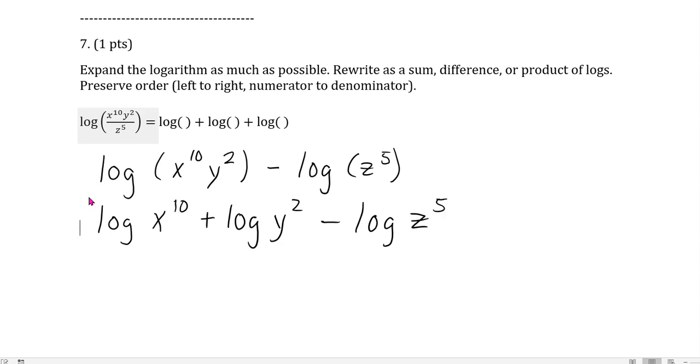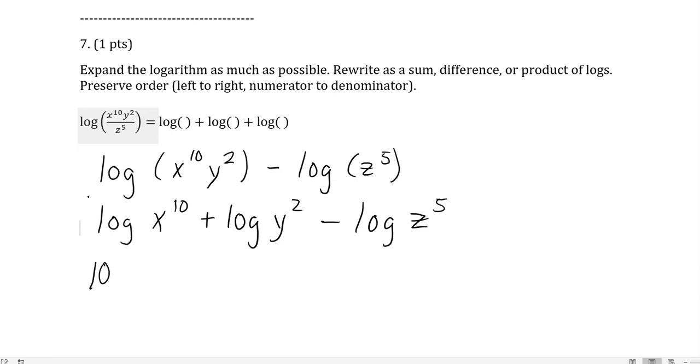If I'd had two factors in the denominator, they would both have been subtracted because they would both have been coming from the original denominator. The last thing that you can do is pull the power to the front. When you're condensing, it's the first thing you undo, and when you're expanding, it's the last thing you do.